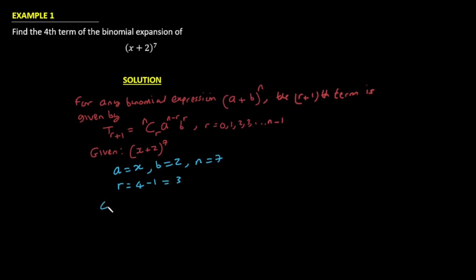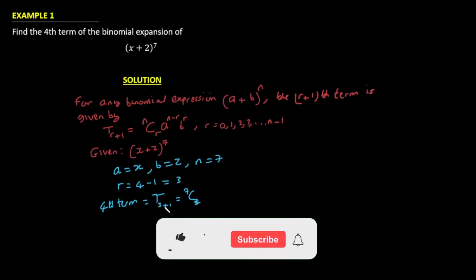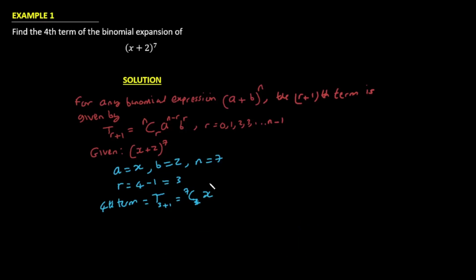Therefore, the fourth term is given by T_(3+1), and we put the values in the formula. Our n is 7, and our r is 3, so we have 7 combination 3. Then our a is x, to the power of n minus r, that is 7 minus 3. And our b is 2, to the power of our r, which is 3.